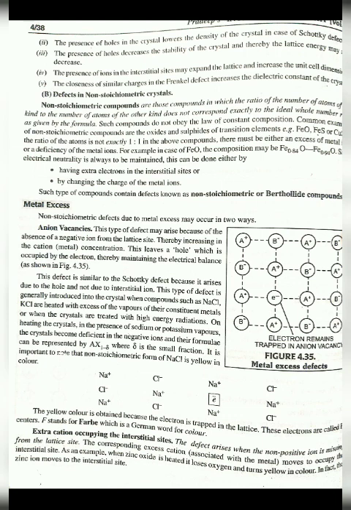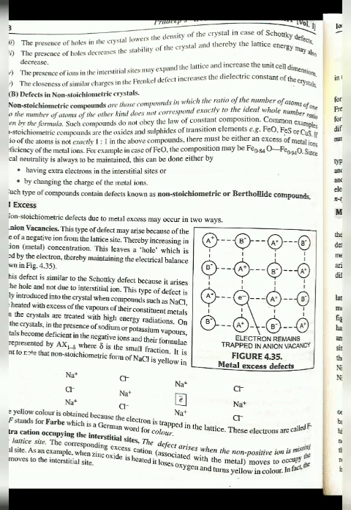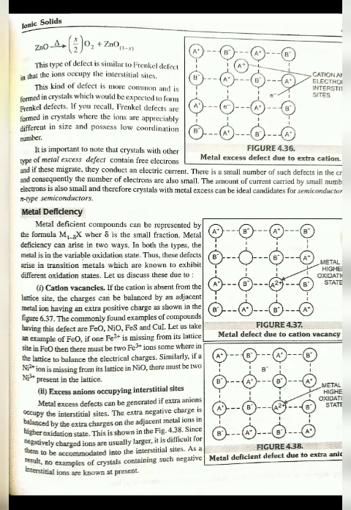Extra cation occupying the interstitial sites. The defect arises when a negative ion is missing from the lattice site. The corresponding excess cation associated with the metal moves to occupy the interstitial site. As an example, when zinc oxide is heated, it loses oxygen and turns yellow in color; in fact the zinc ion moves to the interstitial site. ZnO on heating gives off 1/2 O2 plus Zn1+xO. This type of defect is similar to the Frenkel defect in that the ions occupy the interstitial sites. This kind of defect is more common and is formed in crystals which would be expected to form Frenkel defects.